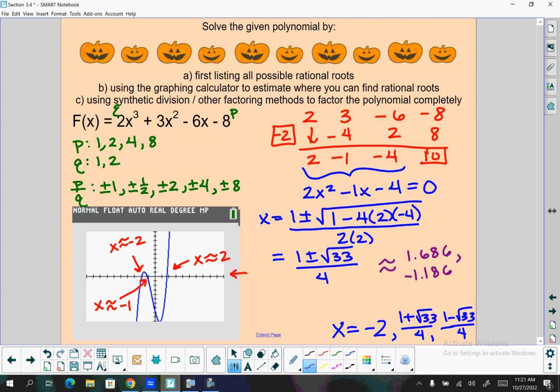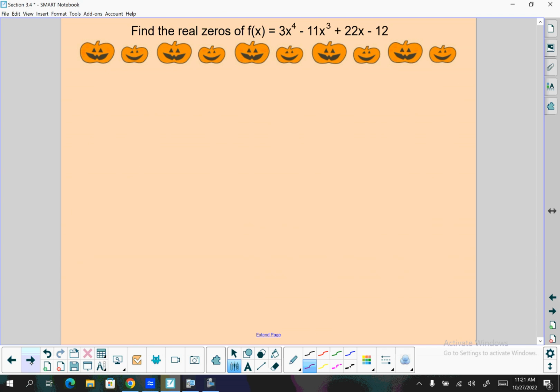All right, so really nothing new here. We're just kind of putting a few different ideas together. So we're going to do one more together, and then the third one I'll let you guys try on your own. Let's try this one. Find the real zeros of 3x to the 4th minus 11x to the 3rd plus 22x minus 12. It's a degree 4 polynomial, so we expect 4 solutions.